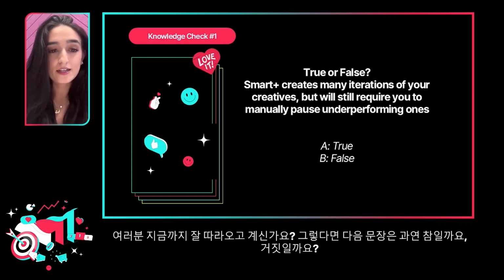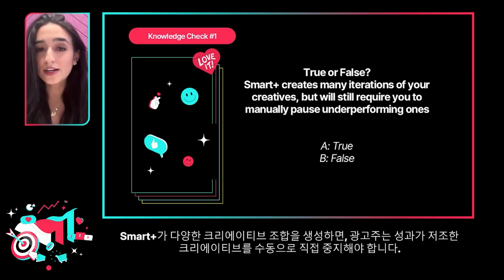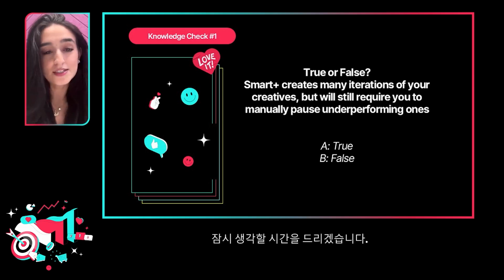All right, let's pause here and do a quick knowledge check. Hopefully you're ready to answer this question. True or false? Smart Plus creates many iterations of your creatives, but will still require you to manually pause underperforming ones. So please vote and submit your answers based on whether you think this statement is true or false. We'll just pause for a minute to let everyone respond.